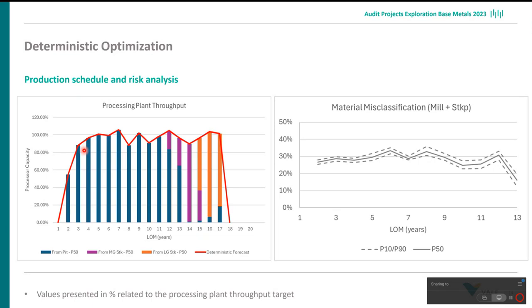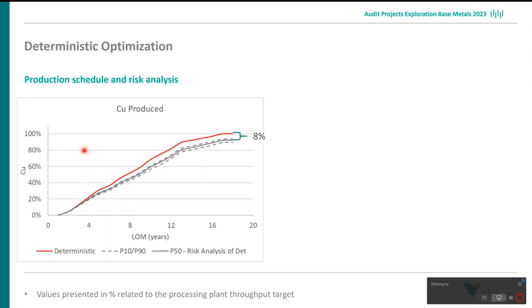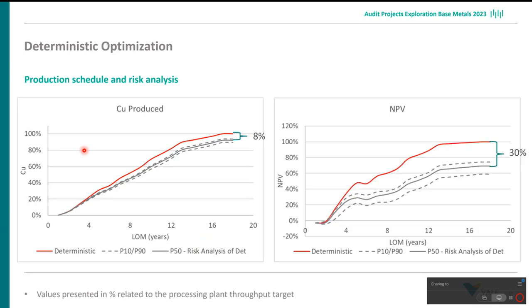This will have a huge impact on cash flow assessment down the road. So the optimizer forecast says that it would produce 80% more copper than was actually observed by the simulations. And in terms of NPV, this would amount to a 30% overestimation of NPV.